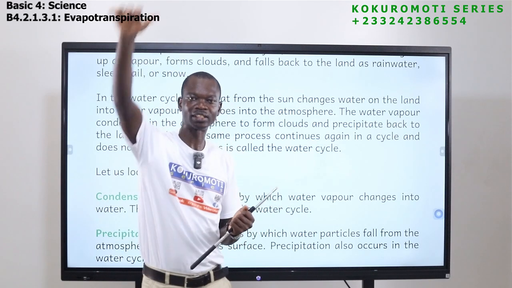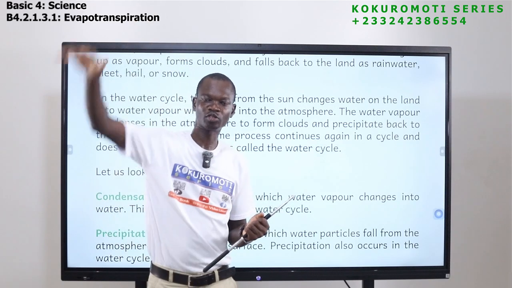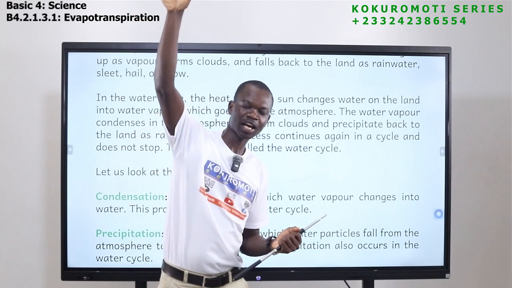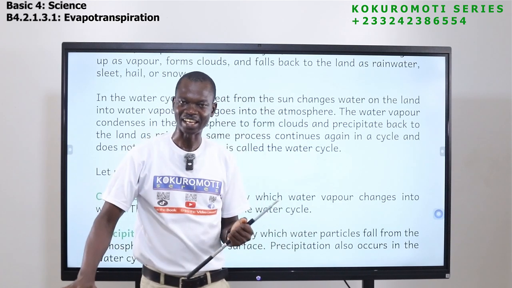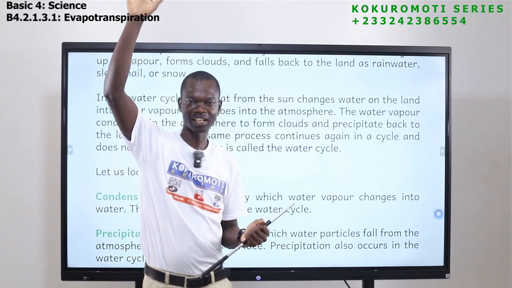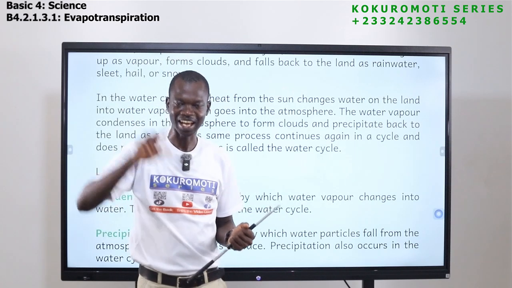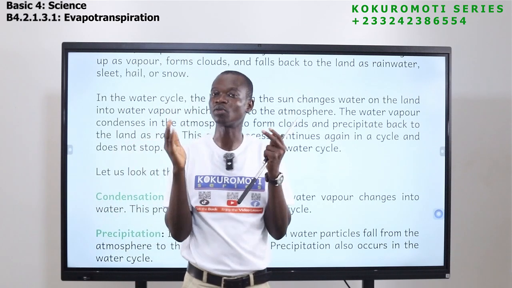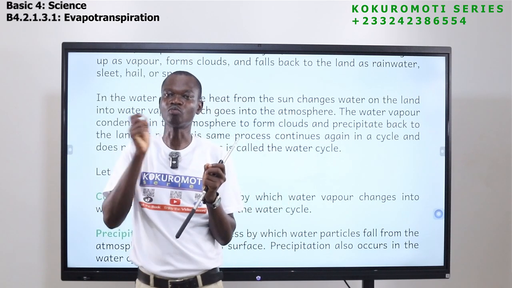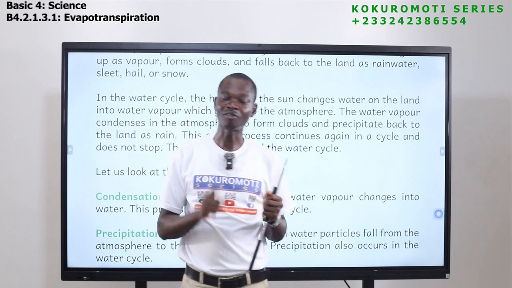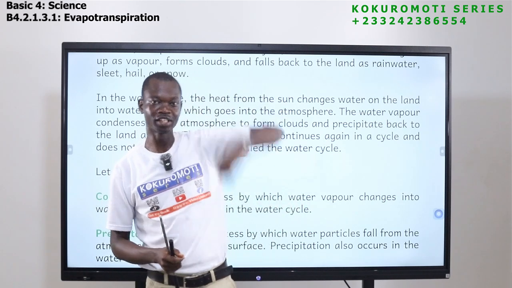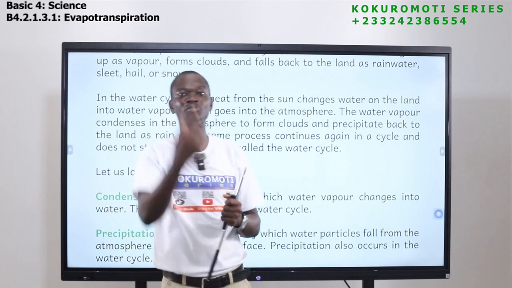So you see that movement up and down, that movement of water from the atmosphere to the surface of the earth, back to the atmosphere, is what we call water cycle. So anytime you hear about water cycle, we are talking about movement of water. One thing that you should know is that when the water is falling, we can see, but when it is going up, we don't see.